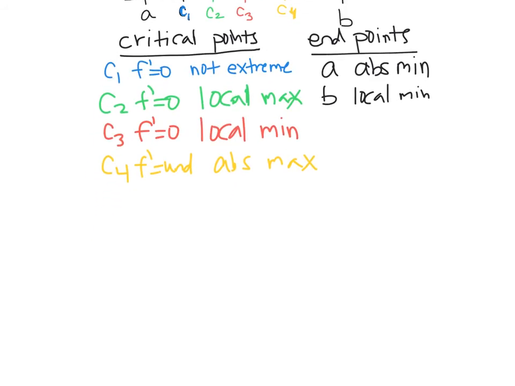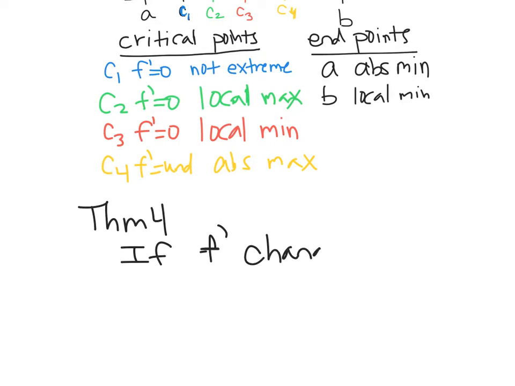That brings us to theorem number 4. What were 1, 2, and 3? Mean value theorem, yes. All right, this is theorem 4. This theorem is going to be nice. You're going to like this one. It's pretty easy. It says if f prime, if the derivative changes signs from positive to negative at C.